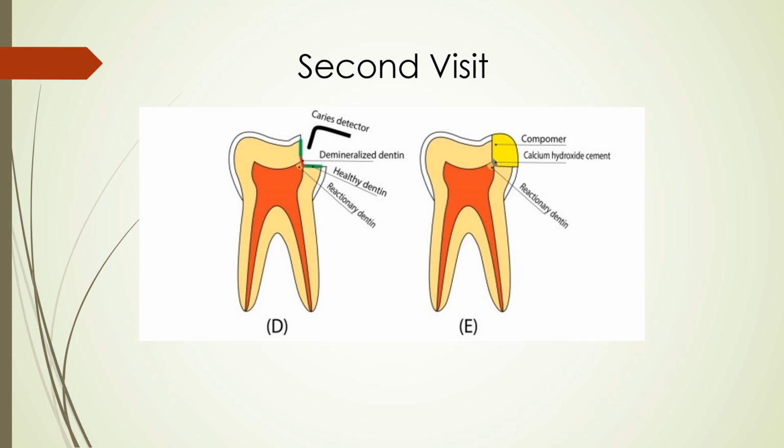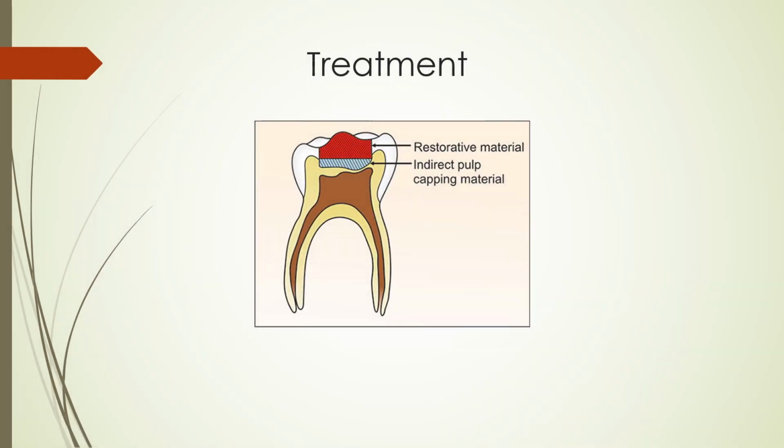The cavity preparation should be irrigated and dried. The entire floor to be placed with a hard setting calcium hydroxide dressing followed by zinc oxide eugenol or glass enamel cement. The main disadvantage with the two appointment technique is that the re-entry and re-excavation may potentially increase the chances of pulpal exposure. Next, moving on to one single visit technique.